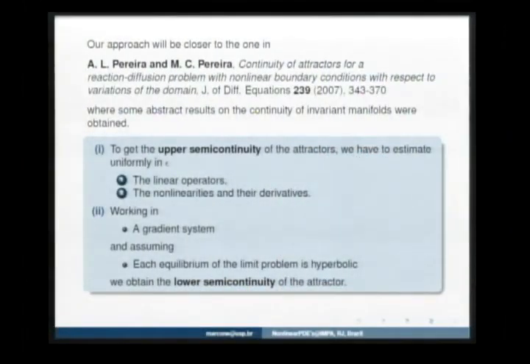Since we have the abstract results proved here, this problem is pretty simple. Okay, it's not so simple, because the problem here is to understand how the nonlinearities behave with respect to epsilon. That is the hard work in the article in the end. After using this result, it's almost just checking the hypotheses, and we can get the continuity of the attractor. So that's all. Thank you very much.